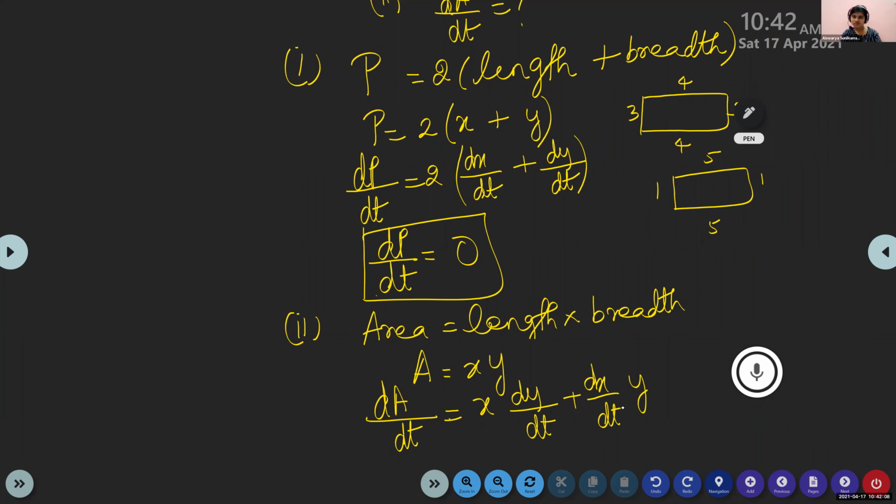It is 14. Okay. 14 centimeters square per second. Write the units correctly. It is 14 centimeters square per second.